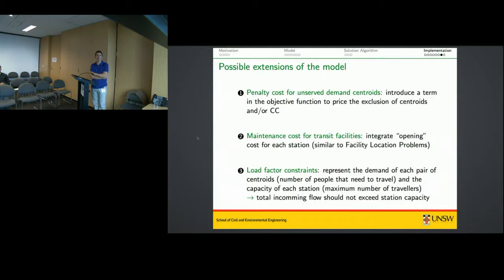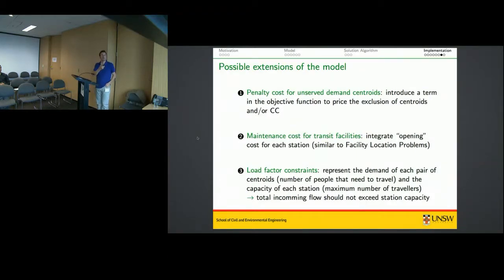Bi-level approaches are possible for that. But a simple approach would be simply to restrict the incoming flow, so the number of people that would travel in the transit vehicle through every station to not exceed its capacity. I think that the most complicated part of this extension is that it would require a lot of data to properly evaluate and calibrate the model.